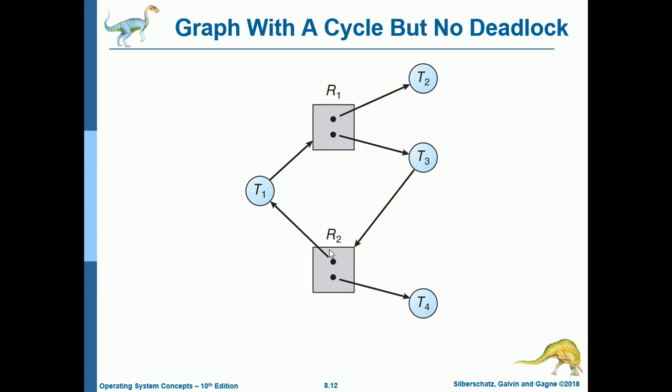So circular wait, okay, does T sub 1 need a resource that is held by T sub 2? Yes. But does T sub 2 want a resource that is held by T sub 3? Actually, it's not true, because it only needs one resource from R sub 1.